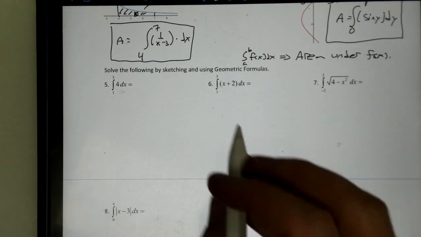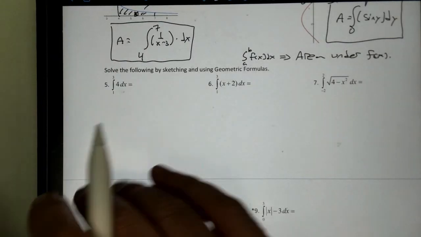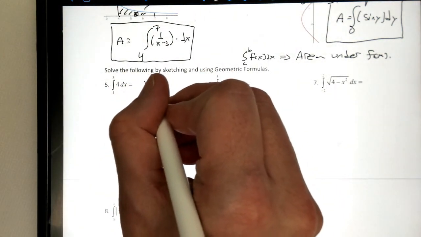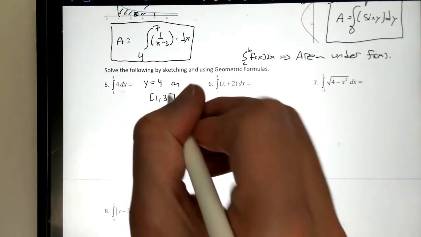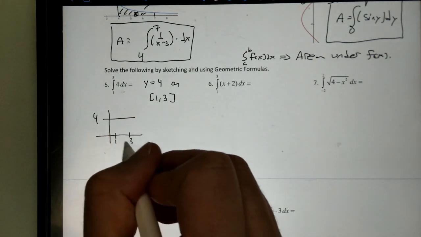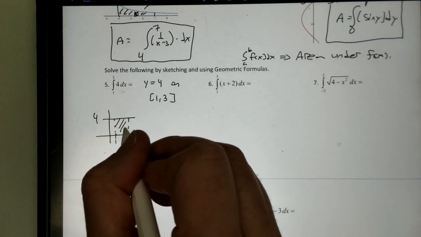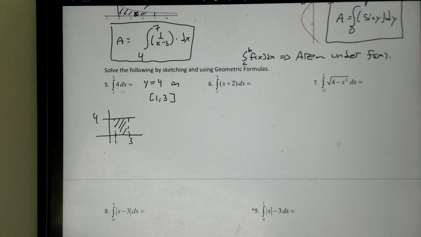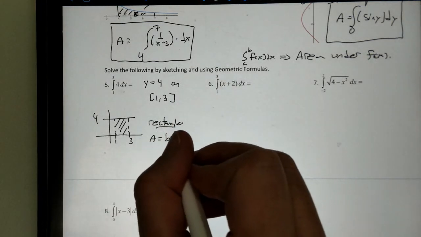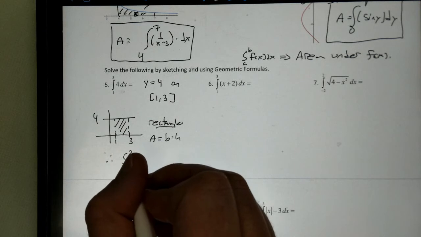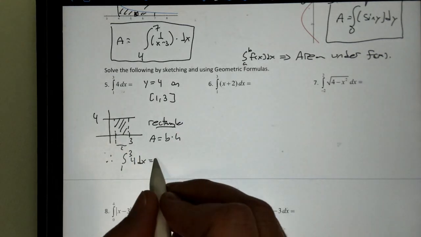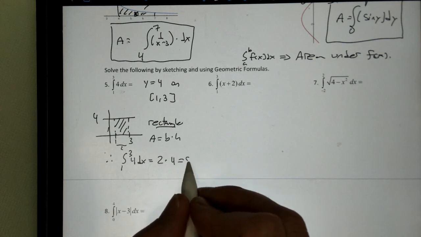So if I take a look at a question like number 5, I want to find this area here. Now this is very similar to what we did yesterday. What I can do here, I can graph this. This is the function y equals 4 on the domain 1 to 3. If I were to look at the area just under that domain, I recognize something. That's just a rectangle. Well, that's easy. I know the area of a rectangle is base times height. Therefore, I can say my area from 1 to 3 of 4 dx is just a base. The base here is going to be 2, be careful, times the height, which is 4. And that's going to give me 8. And there's our answer.